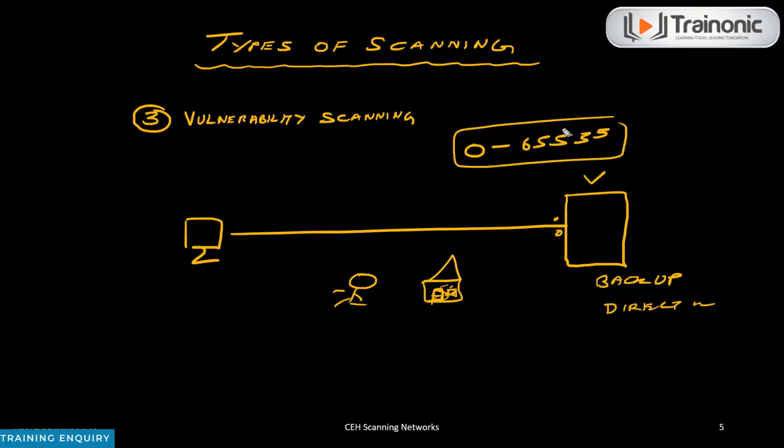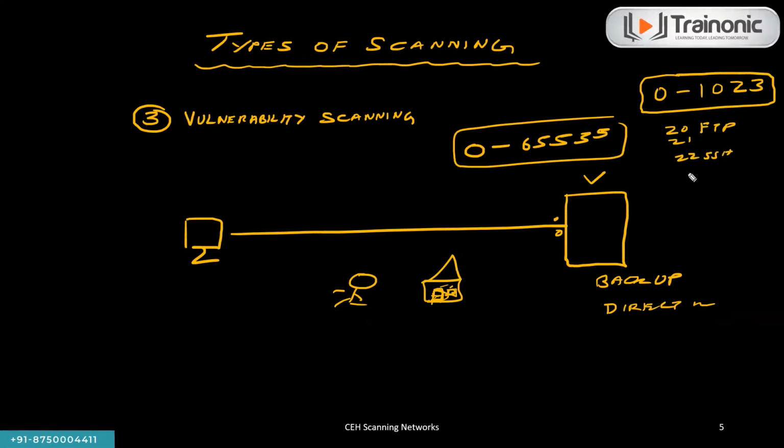So these are the number of ports. So it could be anything. The well-known ports actually range from 0 to 1023, right? So within these well-known ports, you will have, let's say, 20 and 21 FTP, right? Both ports. 22 SSH, right? 23 Telnet, right?